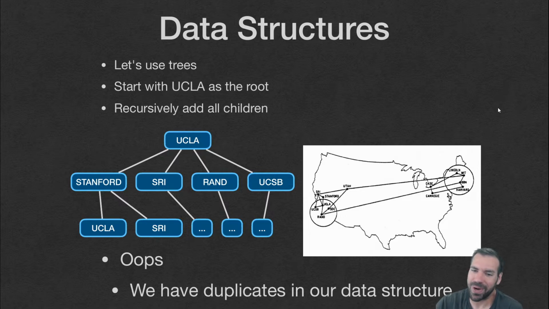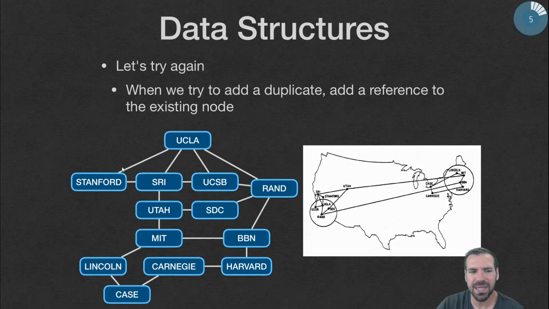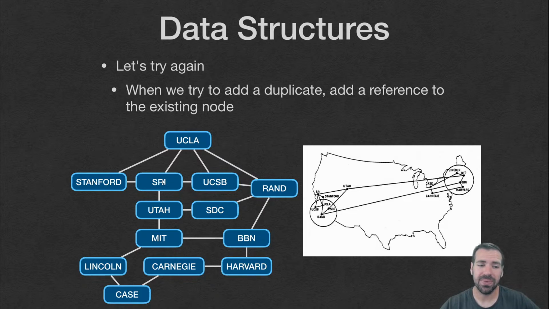I don't know. We're not going to use trees is the answer. So this is a problem because this could go infinite if we're not careful, that we have lots of duplicate information in our data structure. We don't want that. So what we're going to do instead is, instead of creating a new node for SRI, we're going to have Stanford refer to the SRI node that already exists. So we create a reference to that existing node and then do that throughout the entire data structure. So every time we have an edge to an existing node, just draw in that edge. Just draw in that connection. And this is the data structure we're going to use. This is how we're going to represent data of this type.